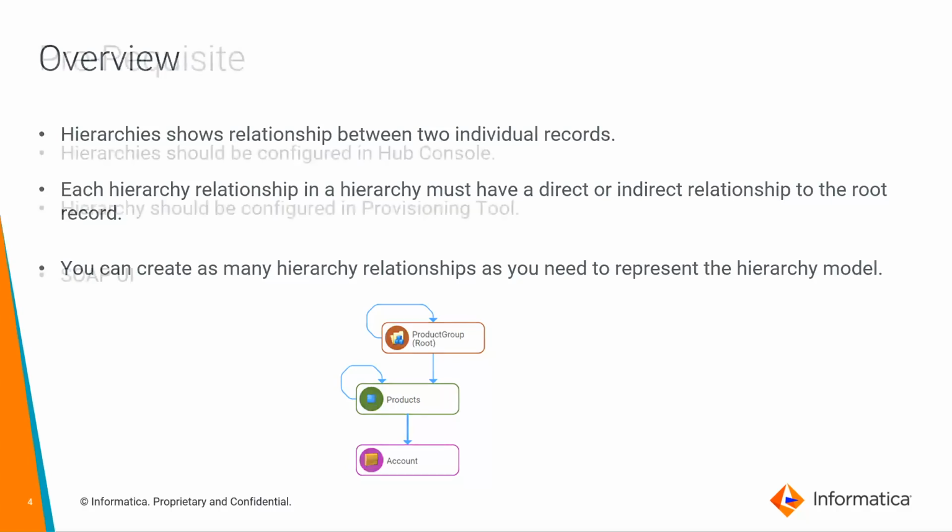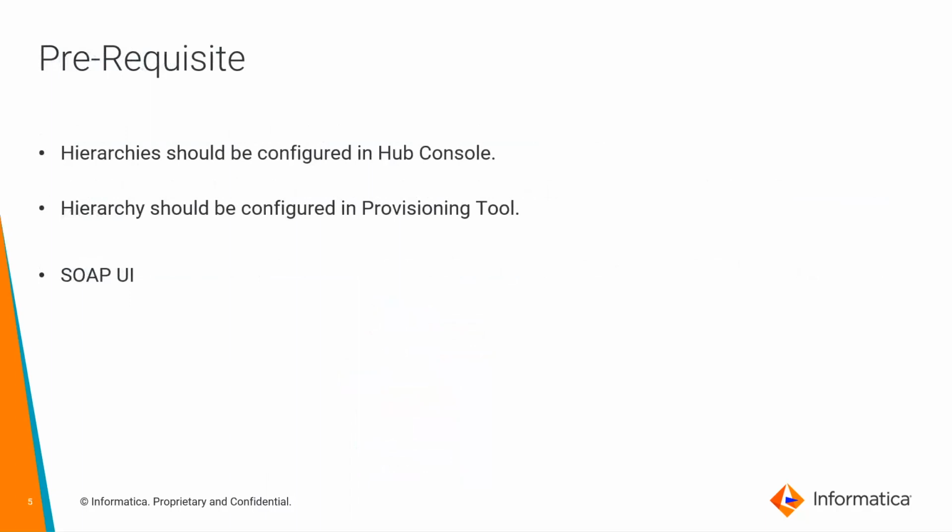Now going to prerequisite, ensure you have hierarchies configured in Hub Console and provisioning tool. Basically, you should have entity objects, relationship objects and hierarchies defined in Hub Console. Ensure you have SOAP UI installed and WSDL imported.